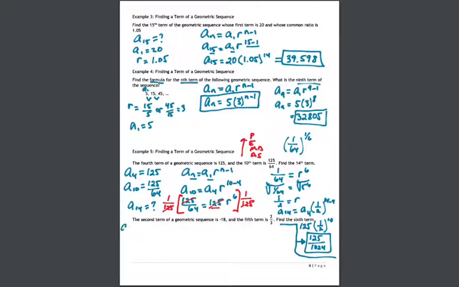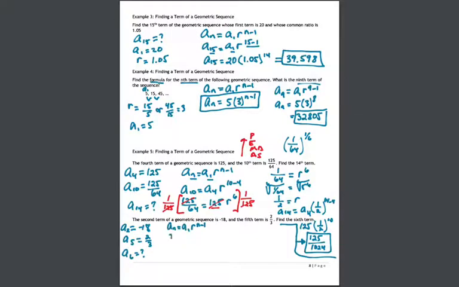All right, the next one is a very similar problem. So this time they give us the 2nd term is negative 18. They give us the 5th term is 2/3. And they want us to find the 6th term. So I'm going to use my formula. I'm going to say a sub n. I'm going to write it again so I have it memorized.